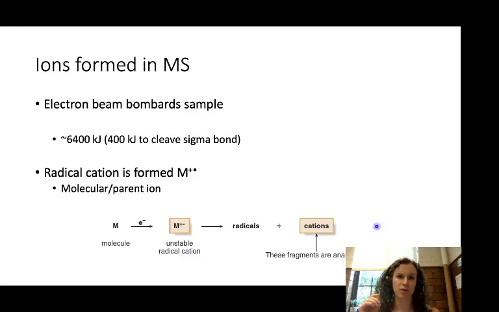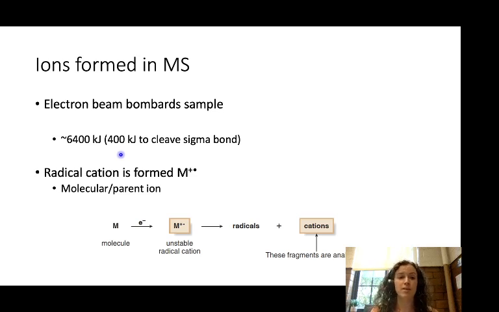So how can we start to understand these mass spectra? Well, first let's understand how the ions are formed, because only ions can be detected. So the electron beam bombards the sample. This is like a super high energy electron beam, right? 6,400 kilojoules. It only takes 400 to cleave a sigma bond, so this is more than enough energy.